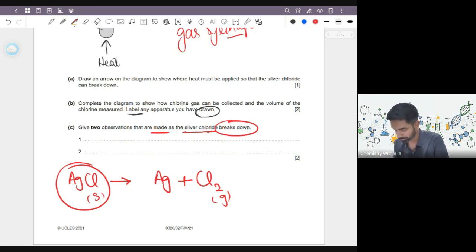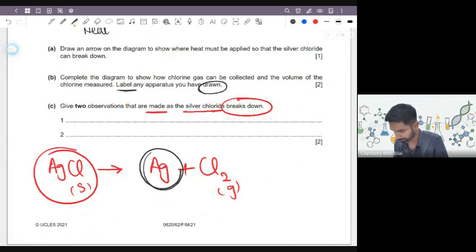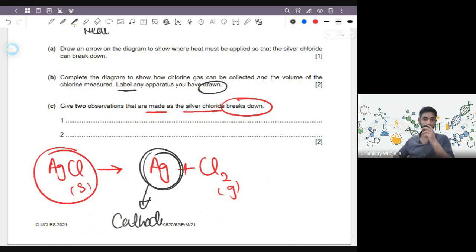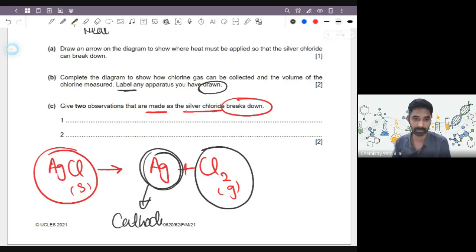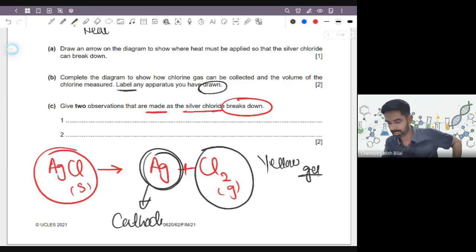Now when it decomposes, we know that the metal attaches. Where does the metal go? To the cathode. It deposits at the cathode. So you will see deposits at the cathode, and chlorine gas, what is its color? Yellow. So you will see a yellow gas. You can mention yellow gas at the anode and deposits at one of the electrodes, which is the cathode. Simply write yellow gas and deposits of a shiny metal. Silver is a shiny metal.